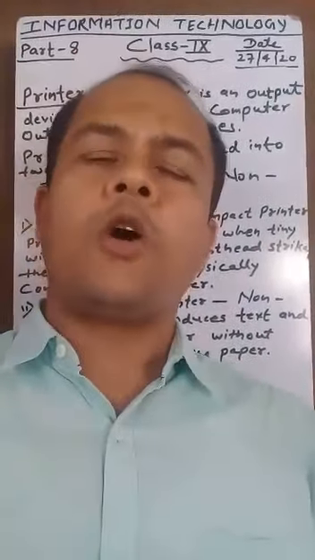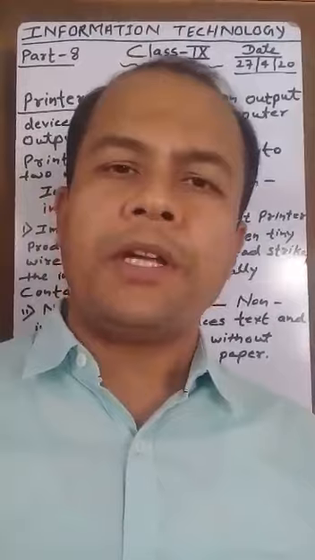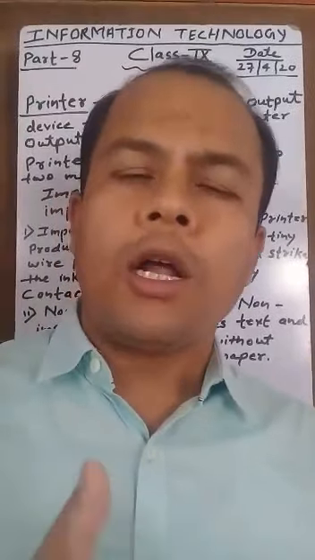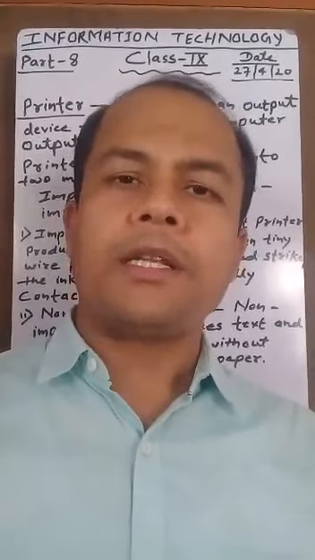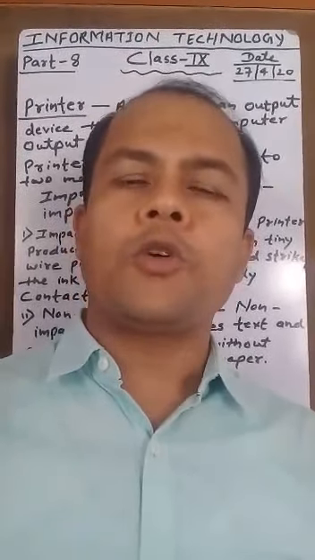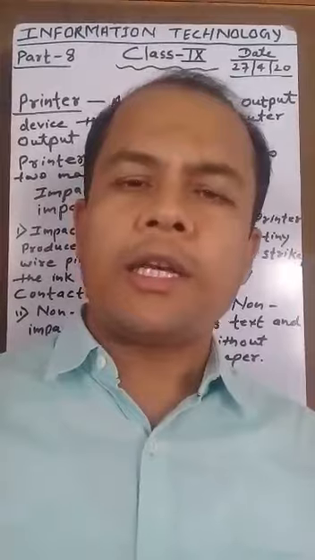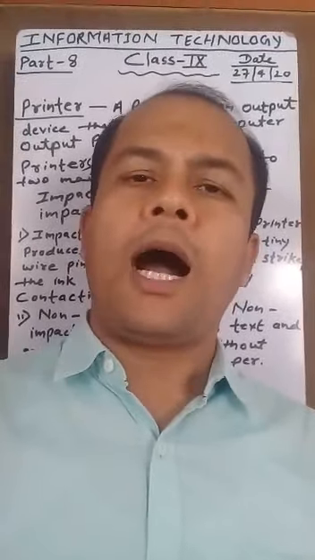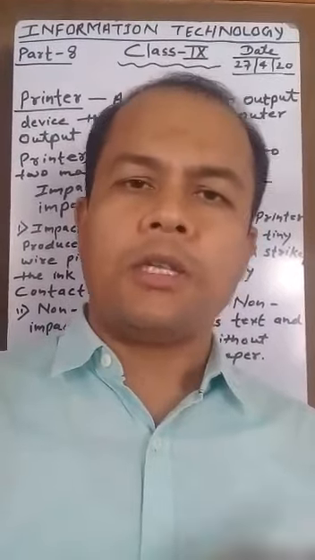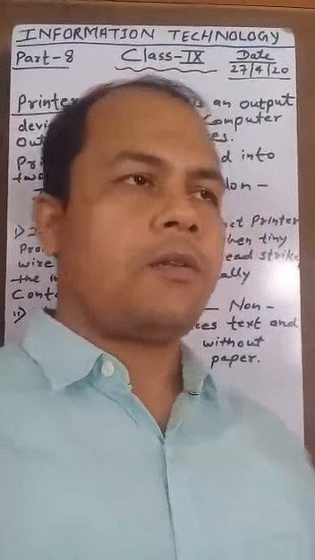A printer is an output device which prints output on paper, that is, hard copy. A printer is the output device which is used to print results on paper. This paper is called hard copy. This is a printer.